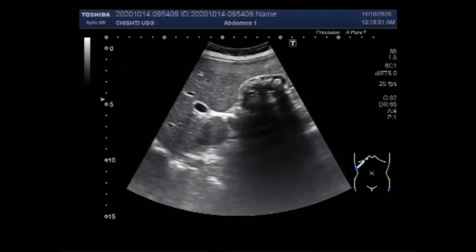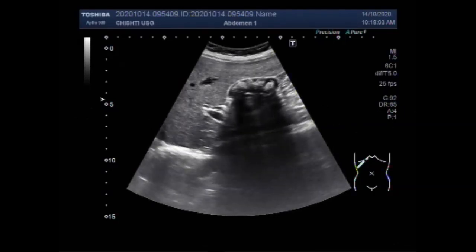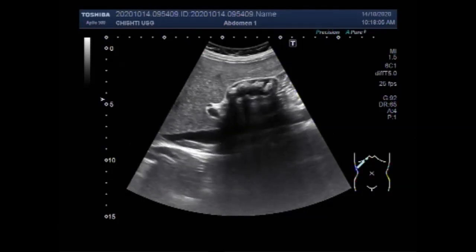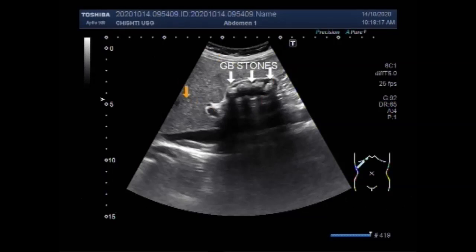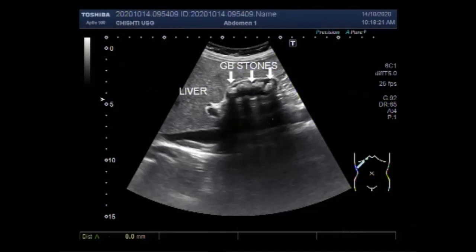Now you can see the liver, gallbladder, and a strong acoustic shadow underneath the gallbladder stones. There are multiple large gallbladder stones, and you can see the stone shadowing, posterior acoustic shadowing.